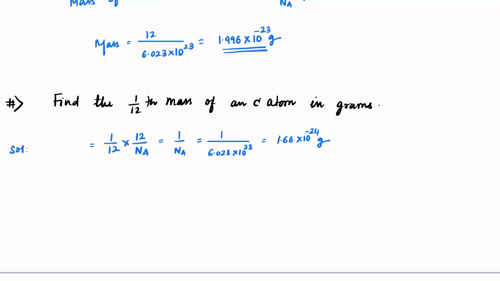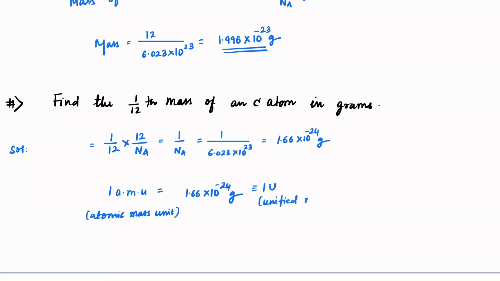Now this unit is what will be useful going ahead, which we call 1 atomic mass unit, 1 AMU. And that is defined as 1.66 into 10 raised to power of minus 24 grams. It is also referred to as 1 u, where u means unified mass.